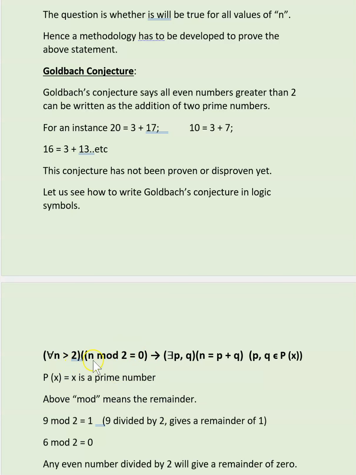For all n greater than 2, n an even number implies there exist p and q such that n equals p plus q, and P(p) and P(q) hold. What is P(x)? x is a prime number. So p and q are prime numbers, and p plus q equals an even number, for all n greater than 2.